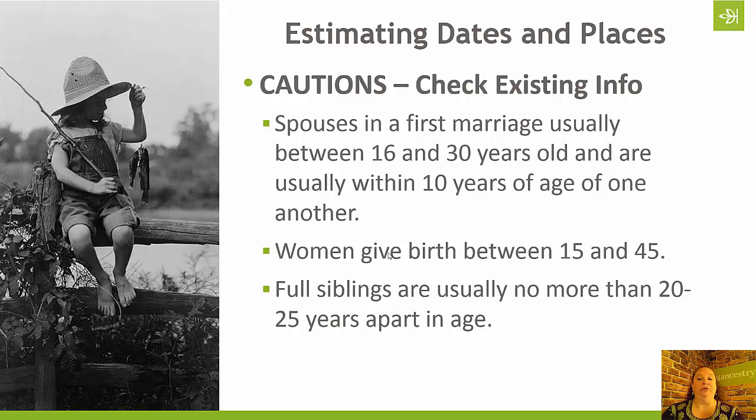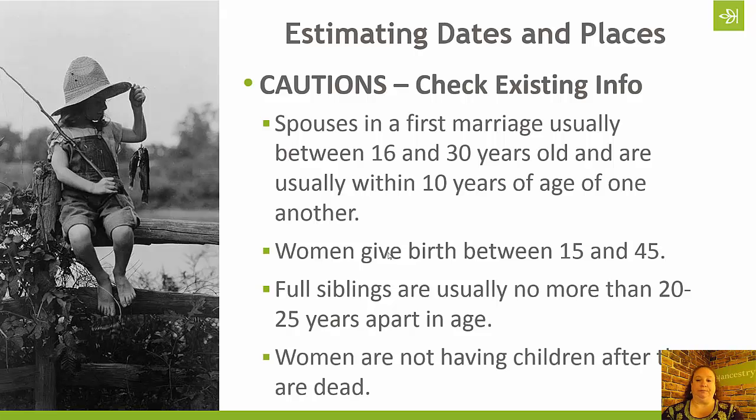Full siblings are usually no more than 20 to 25 years apart in age. So a woman is typically not having children for more than 20 to 25 years, and so you've got this range of children. If you have a range of children that fall outside of that, you might want to consider that the father of that family may have been married previously, and some of those older children or some of those younger children might belong to a different spouse. And so that's something to look at.